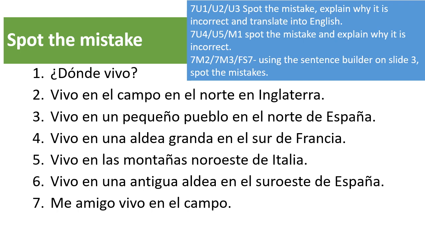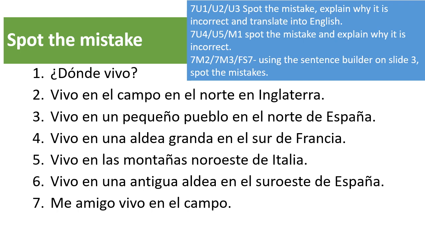Well, that's not a question, so we need to change the ending of vivo to vives. Where do you live? Okay. For 2 to 6, you've got one mistake in each sentence. It might be that the adjective has been positioned in the wrong place. It might be that the adjective doesn't agree with whatever it's describing.